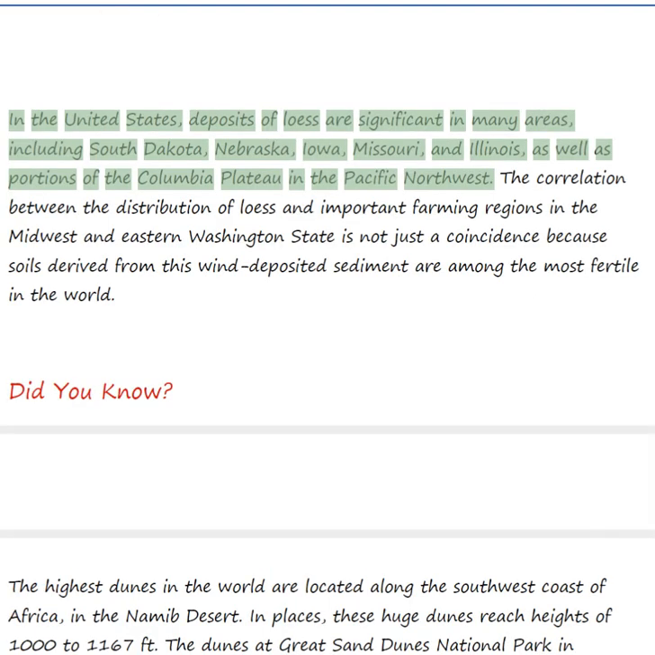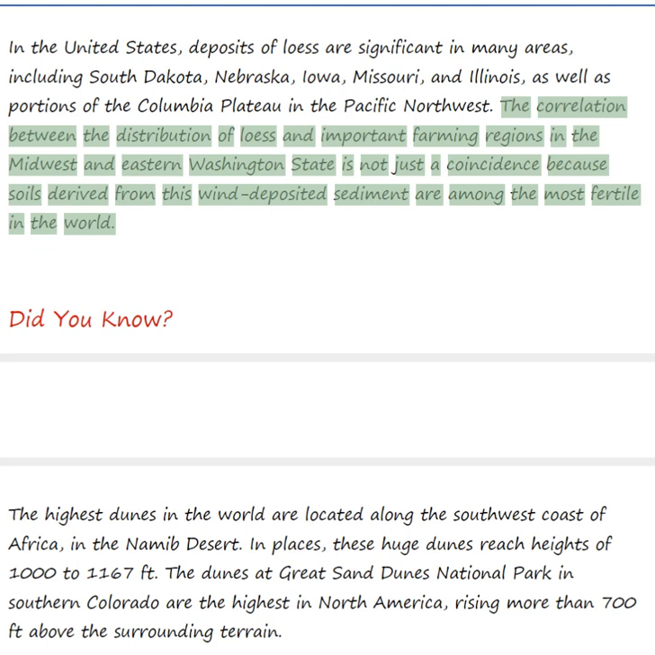In the United States, deposits of loess are significant in many areas, including South Dakota, Nebraska, Iowa, Missouri, and Illinois, as well as portions of the Columbia Plateau in the Pacific Northwest. The correlation between the distribution of loess and important farming regions in the Midwest and eastern Washington state is not just a coincidence because soils derived from this wind-deposited sediment are among the most fertile in the world.